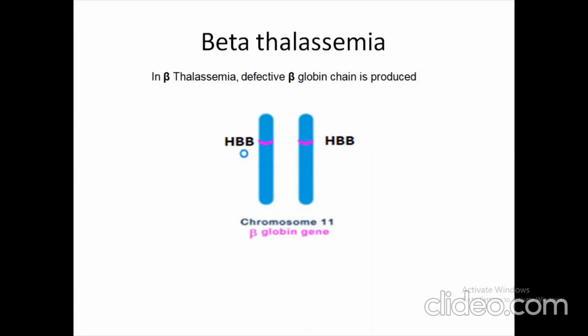Next is beta thalassemia. Now, for normal synthesis of the beta globin chain, a pair of genes located on chromosome number 11 are responsible. If there is a defect or deletion in these genes, then it will result in beta thalassemia, in which a defective beta globin chain is produced.